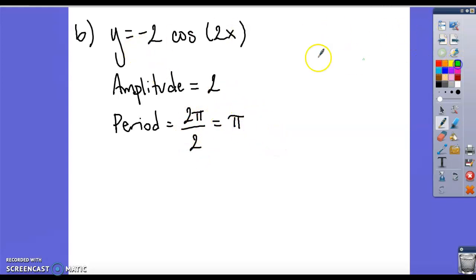This matters as well. Remember, that's a reflection across the x-axis. And that's going to be important as well, so you have to pay attention to that.